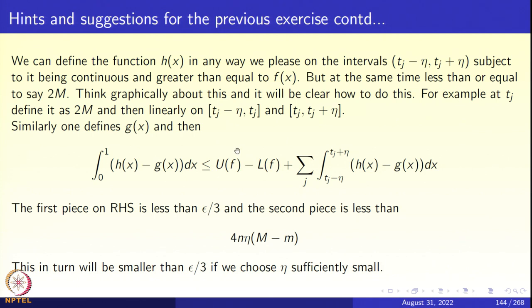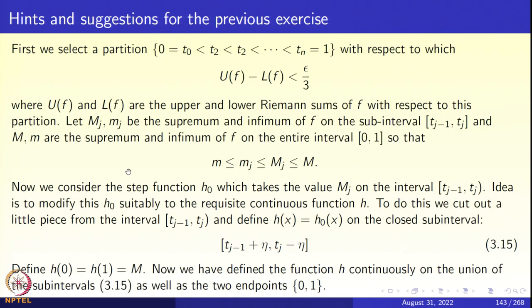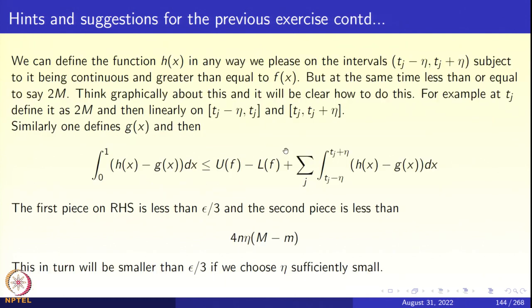Now, what is the difference between h of x and g of x on the interval 0 to 1? When you compute this integral, on those pieces, 3.15, it's going to be capital Mj minus little mj times the length of the interval. If you add over all the j's, the contribution of these integrals from those intervals 3.15 will be in total less than Uf minus Lf. What will be left over?